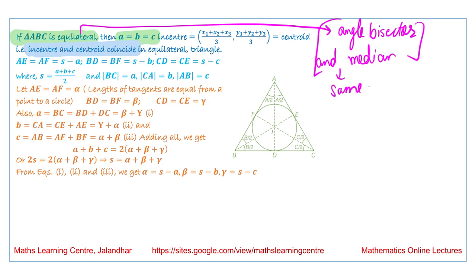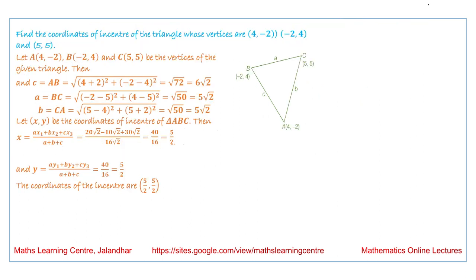So what we obtain from this, we can directly claim that the incenter and the centroid will be the same, and they are given by this result. Now the next question we have is, find the coordinates of the incenter of the triangle whose vertices are given by these 3 points.